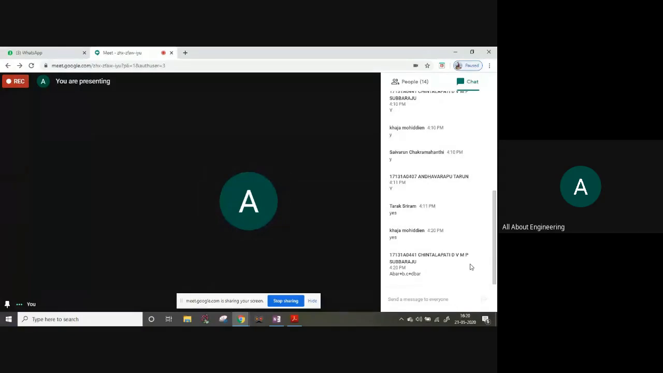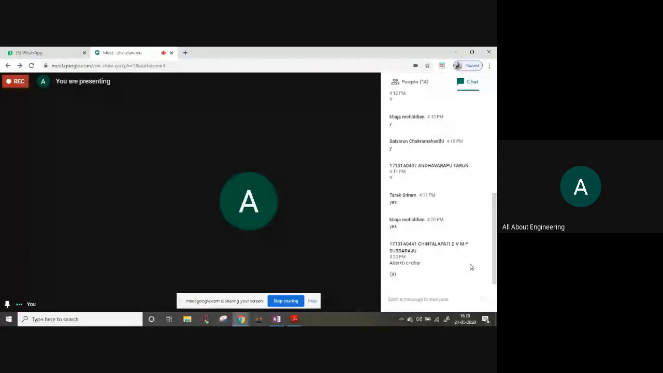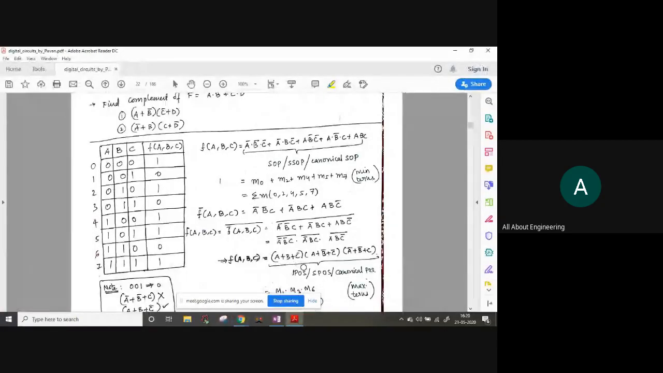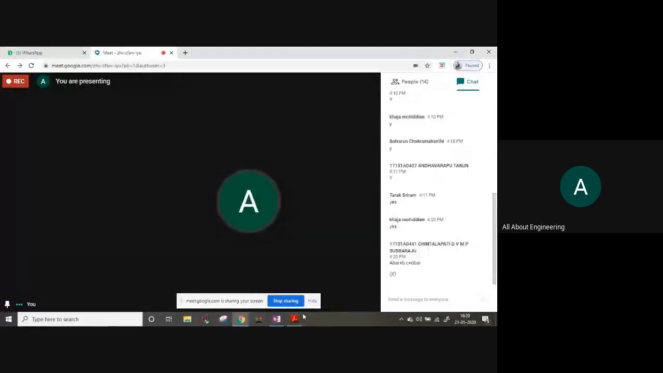A bar plus BC plus D bar. Subbu gave the answer A bar plus BC plus D bar. Any more answers? No. Subbu, your answer was wrong. What is this 0 0, man? You got my question right.